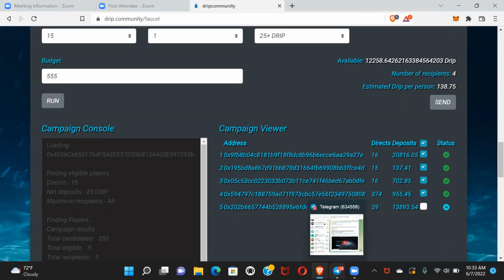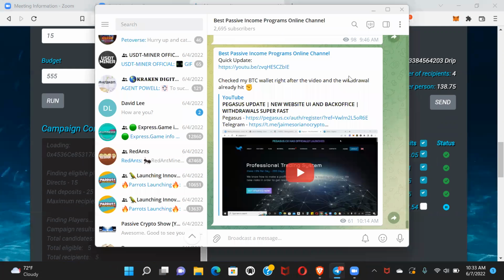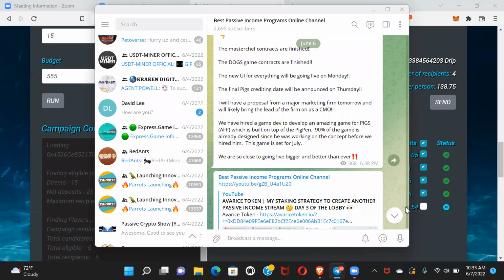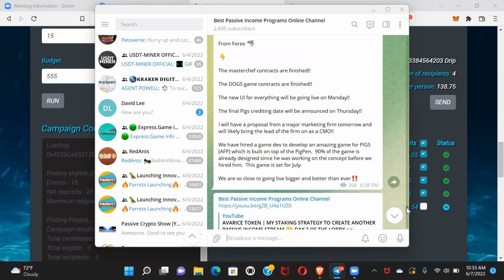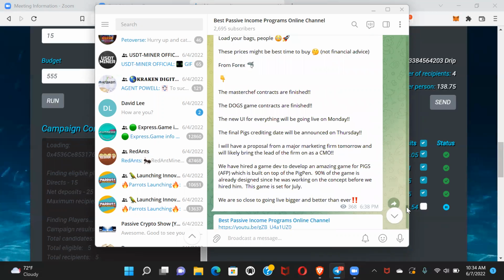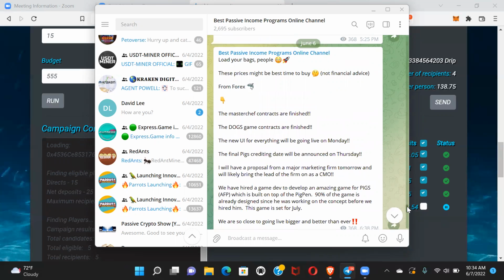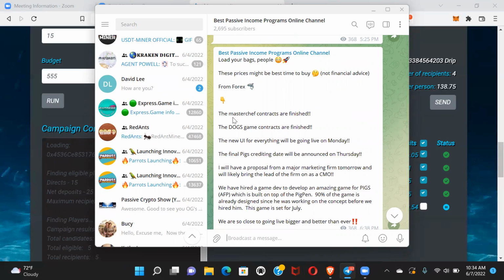And if I go over to Telegram, nope, that's not it. Let's see here. Here it is. So yesterday I posted this after Forex posted. So this is what Forex posted yesterday. He said, the MasterChef contracts are finished. The Dogs Game contracts are finished. The new UI for everything will be going live on Monday. So fingers crossed, right? Monday. The final Pigs crediting day will be announced on Thursday. I'm making this video on Tuesday, by the way.